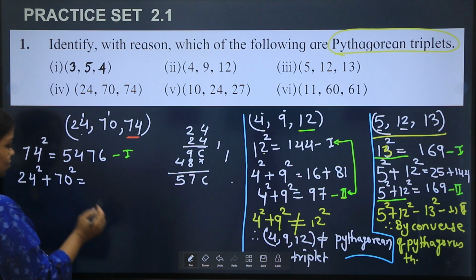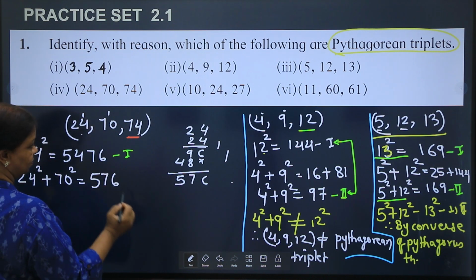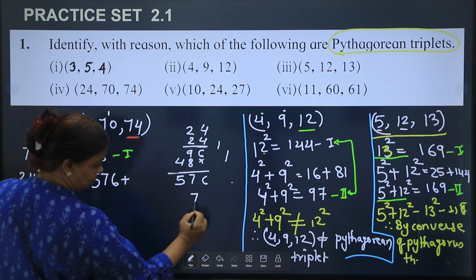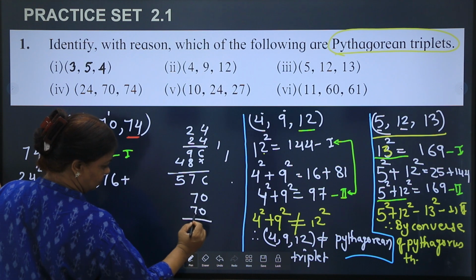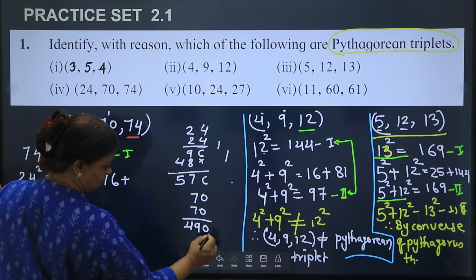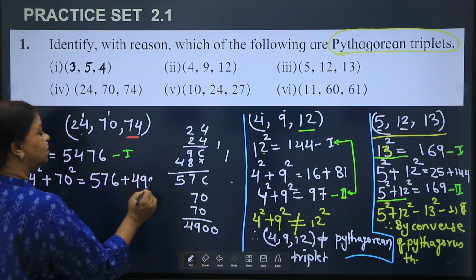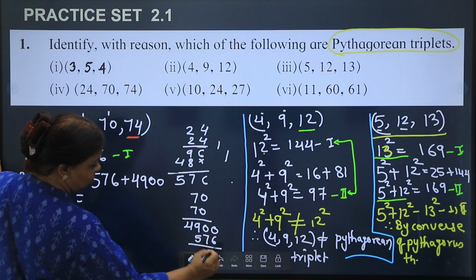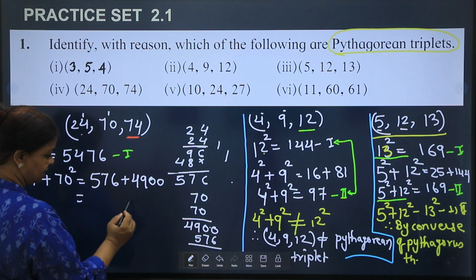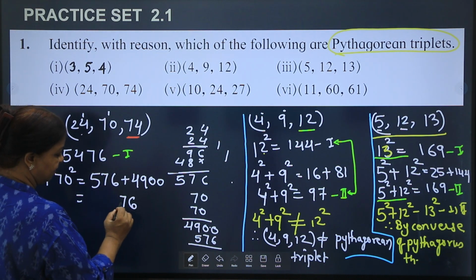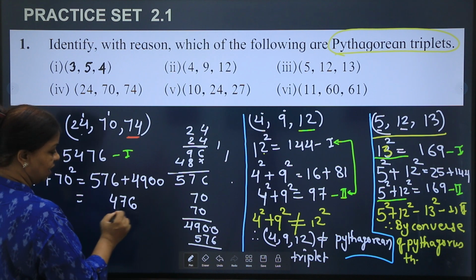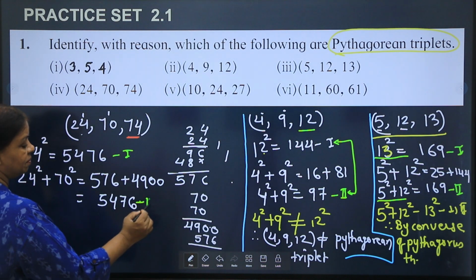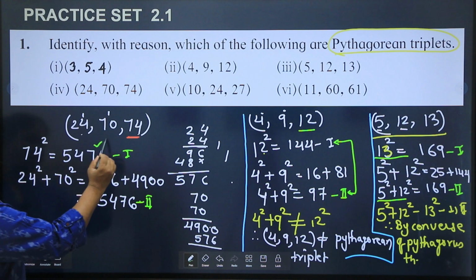It is 576, children. Plus 70 square, which is 4900. Add them. 576 add with 4900. 0 and 6 will be 6, 0 and 7 will be 7, 9 and 5 is 14, and 5, so 5476. So what did we get, children? This statement and this statement, this is equal to this.